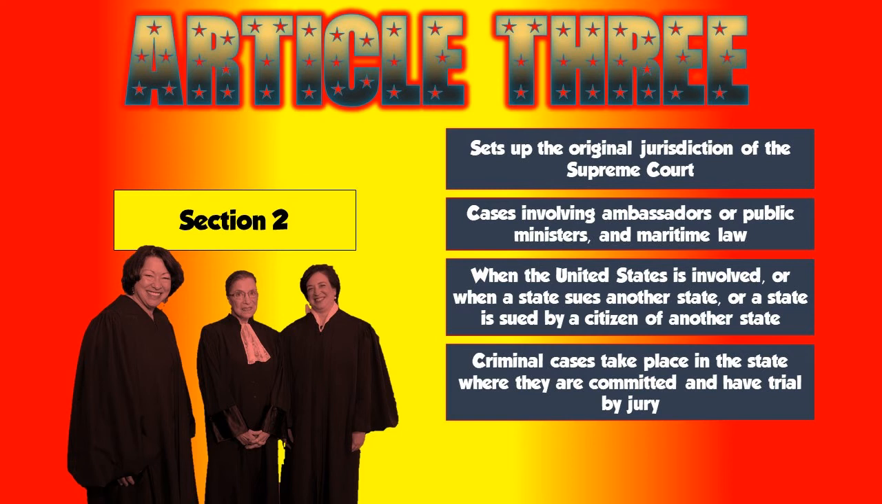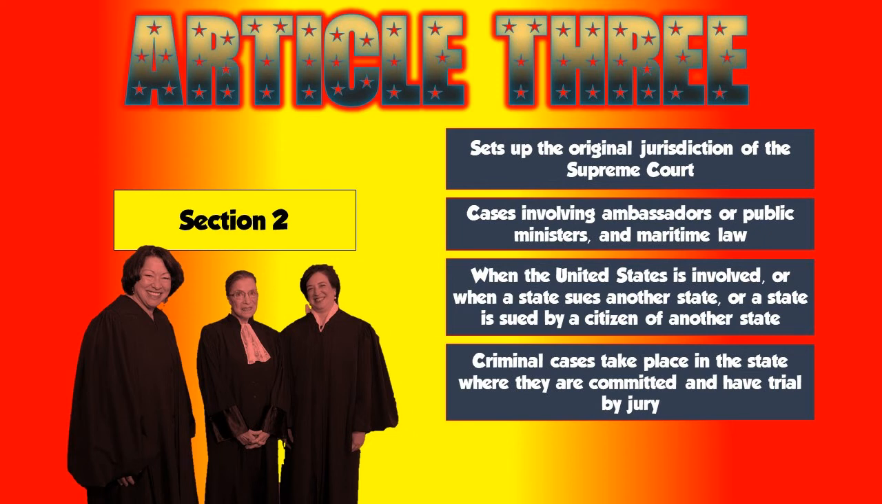Now, this is rare, and a lot of this has changed because it says Congress can control all that. But cases where ambassadors are a party to a lawsuit, or some kind of public ministers, cases that deal with maritime law, which means out in the ocean and all that, those kind of things will go right to the Supreme Court because there's no states that will have the power to handle that for them.